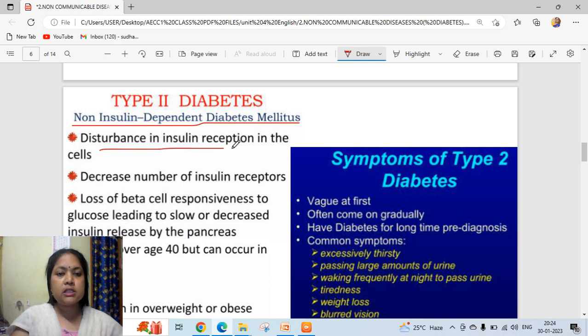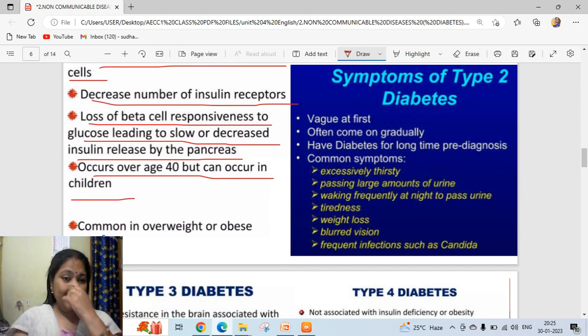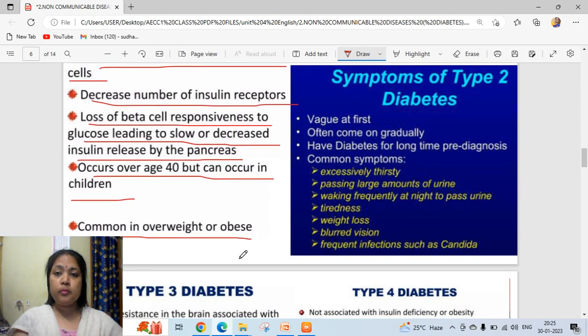So disturbance in insulin reception in the cells, then decreased numbers of insulin receptors, then loss of beta cell responsiveness to glucose leading to slow or decreased insulin release by the pancreas. Then it usually occurs over age 40 but can occur in children also. Okay. And it is common in overweight or obese people.